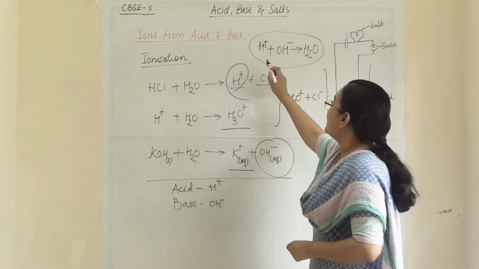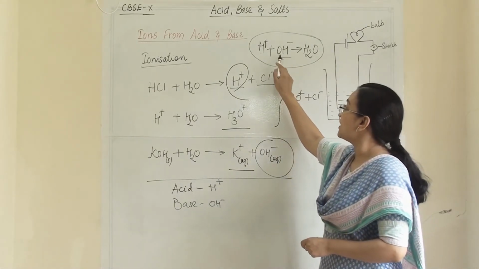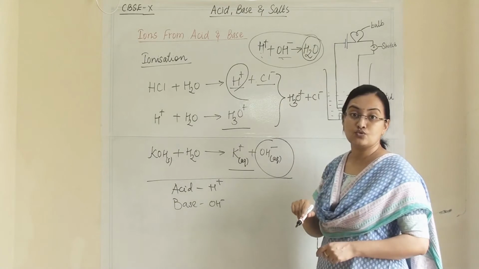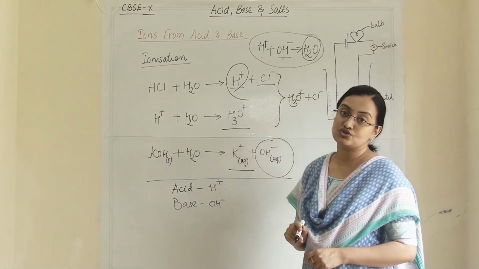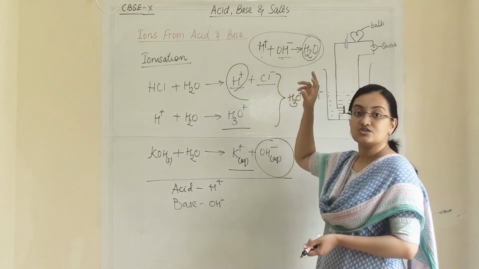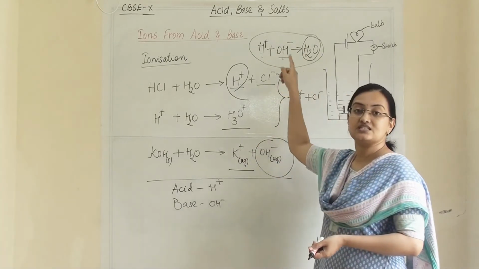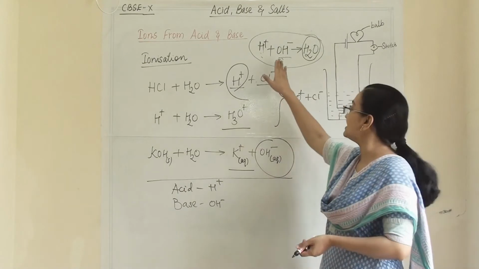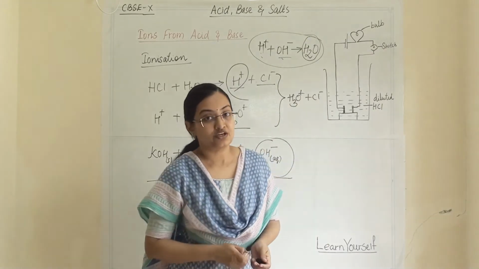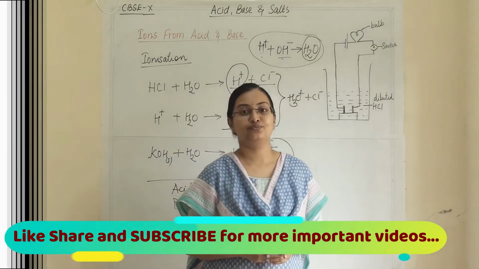So, this H plus is nullifying the basic effect of OH minus and this OH minus is nullifying the acidic effect of H plus, and we are getting H2O, that is water, and that is neutral. So that's why the H plus ion of acid and OH minus ion of base will react together, and this reaction is termed a neutralization reaction because they are giving us a neutral product. They are nullifying each other's effect. So these ions are responsible for the neutralization reaction also.